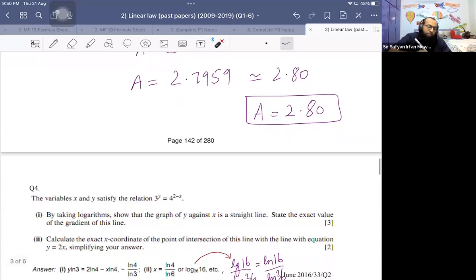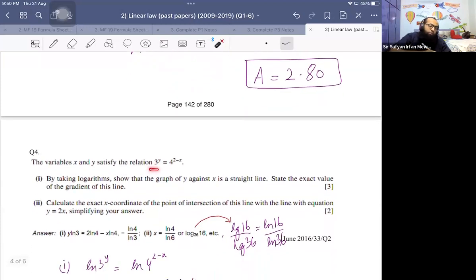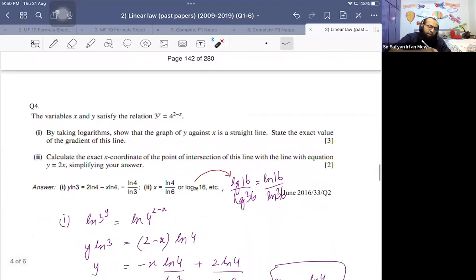So if we do part number 1 first, ln on both the sides: ln 3 power y equals ln 4 power 2 minus x. Then as per the power law, y comes at the front, and 2 minus x also comes at the front. So it's y ln 3 equals 2 minus x times ln 4.